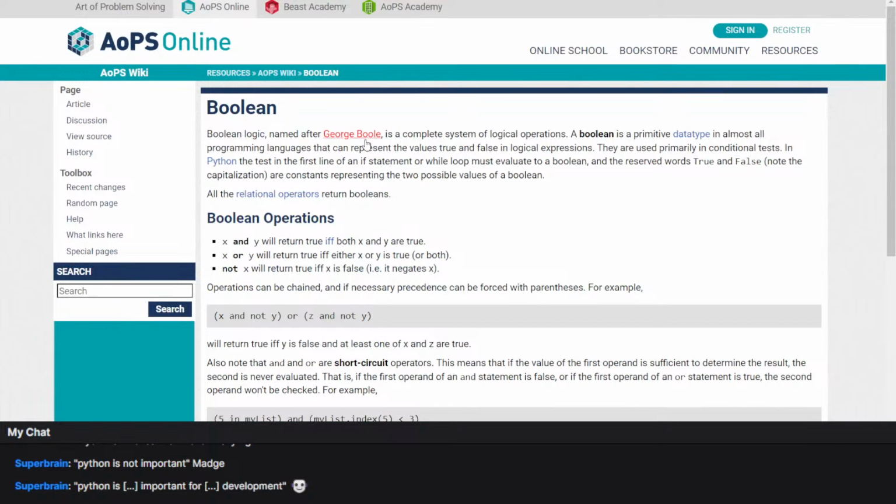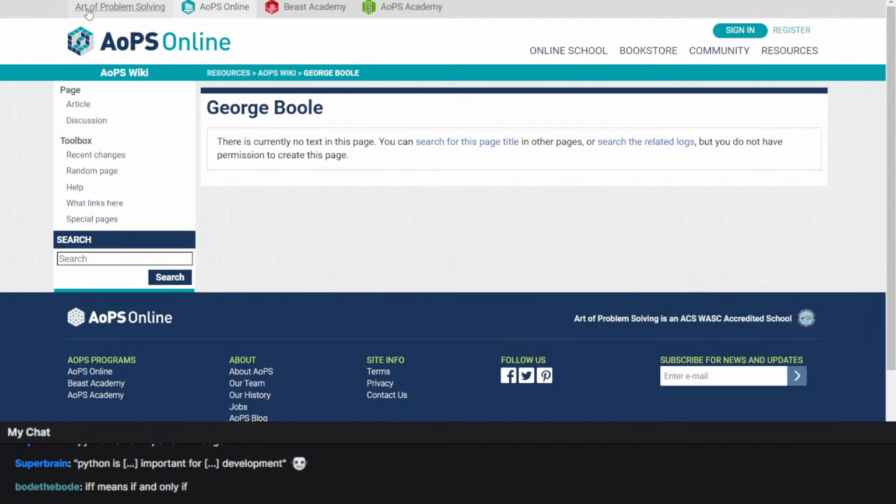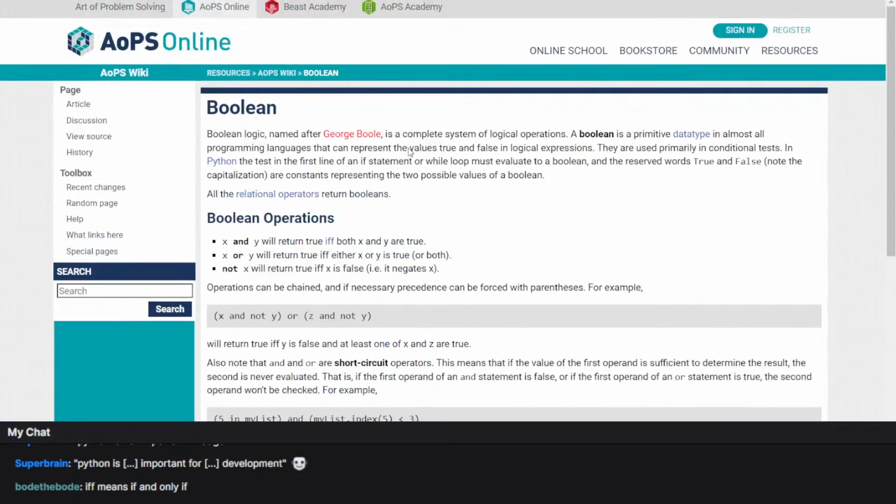Oh my god, the guy's name was George Boole. No way he named it after himself. Why does everyone always do this? Named after George Boole. Bodefi says IFF means if and only if. IF. Is that a Python syntax? Or is that just a shortcut in general, like an acronym type thing in English? Oh, wait, no, that's syntax. Acronym, okay. If, and it just becomes if, with extra F's. Bodefi says acronym.